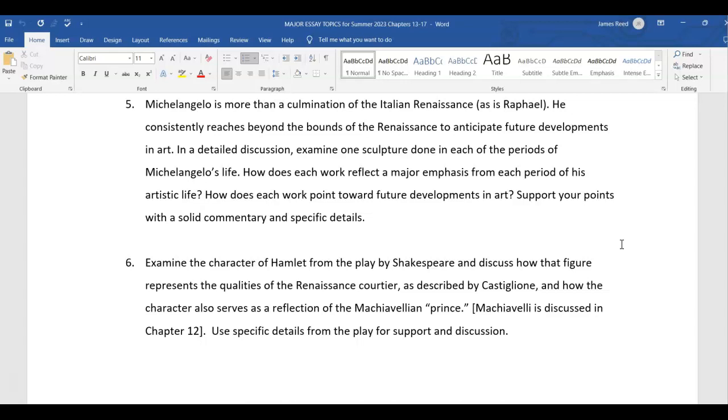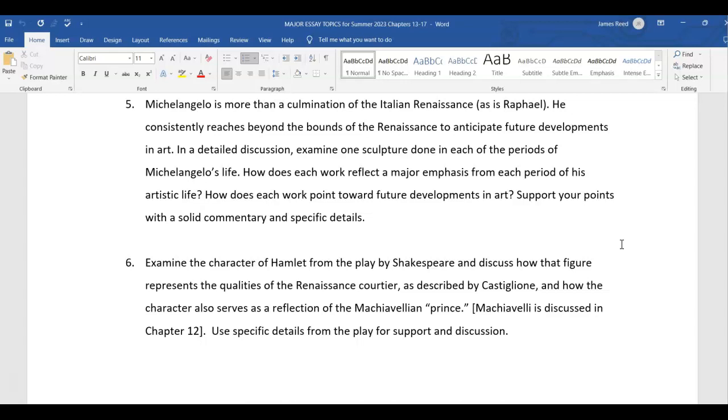So you need to choose three works, probably, and discuss one, the sculpture, not his painting, his sculpture. And you're going to discuss how each one of those reflects an emphasis of each of these periods in his life. And how does each work help move art in a new direction. And so you're going to be looking at that one.